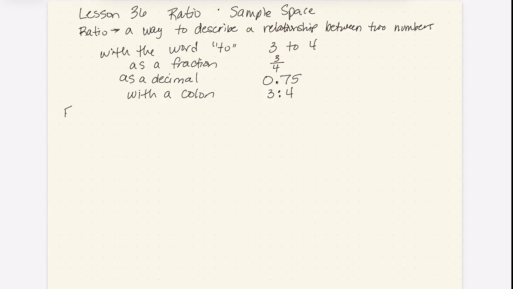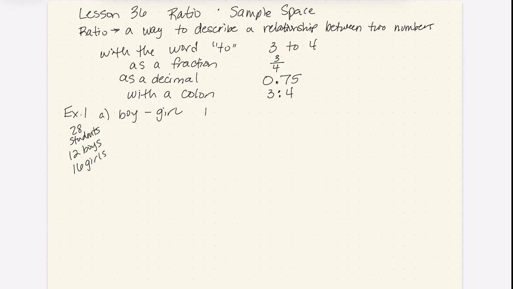Example number 1. In a class of 28 students, there are 12 boys. The first question is, what is the ratio of boys to girls? There's 28 students, and there's 12 boys. If there are 12 boys, we need to figure out first how many girls there are. So 28 minus 12 is 16. So we know that there are 12 boys and 16 girls. So what is the boy to girl ratio?